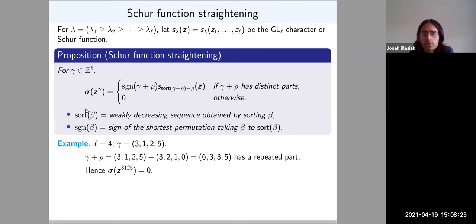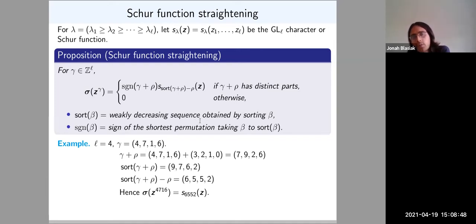And here are two examples. If gamma is 3, 1, 2, 5, the recipe is that you first add the vector rho, L minus 1 down to L minus 2 down to 0. And so in this case, you get 6, 3, 3, 5. And then you take this vector gamma plus rho and ask, does it have a repeated part? If it does, then the resulting Schur function straightening is 0.